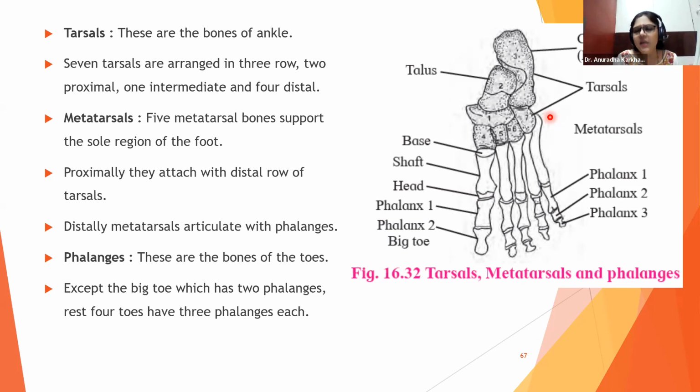Correct? Phalanges are nothing but the bones of the fingers. Fine? Phalanges are the bones of the toes. The big toe means the thumb actually. It has got 2 phalanges. The rest all have 3 phalanges. So here also you can see very clearly 1, 2, 3, 1, 2, 3, 1, 2, 3, 1, 2, 3, and 1 and 2. So in the big toe we have only 2. Everywhere else we have 3. Correct? Understood this very clearly?